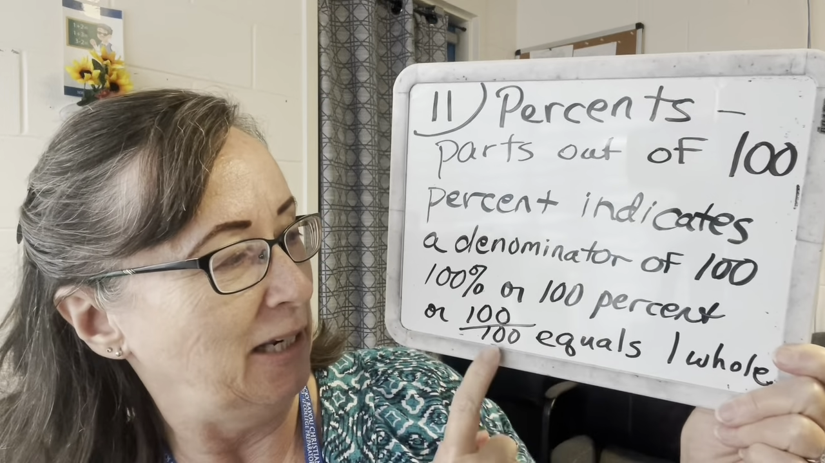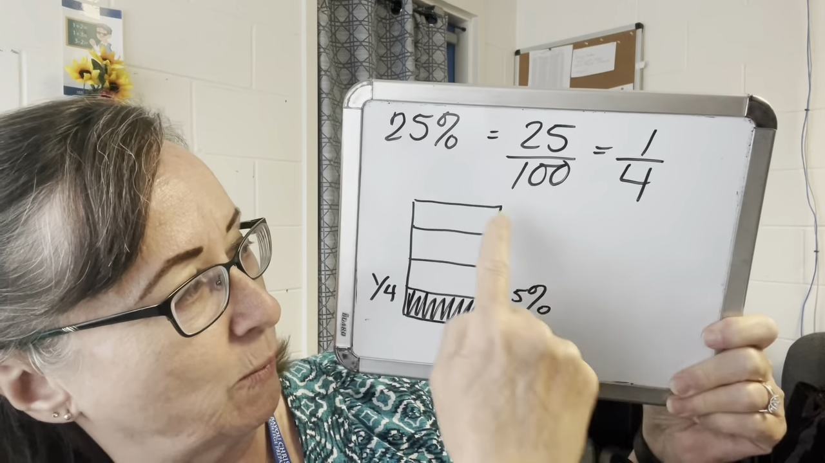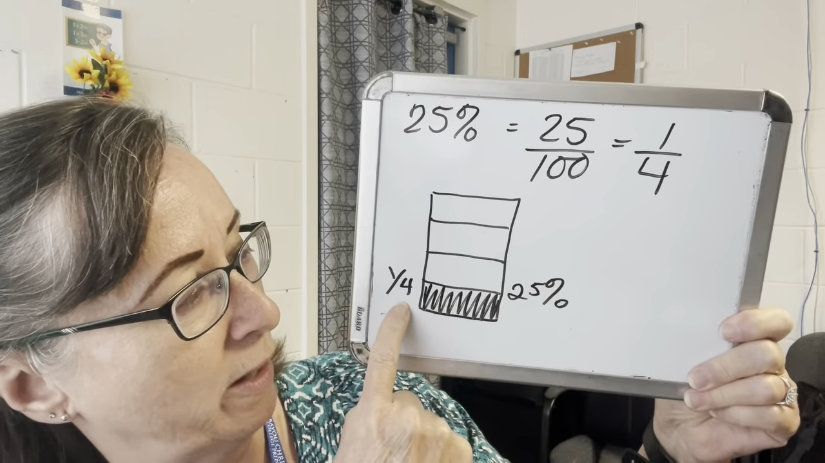So let's talk about 25%. 25%, with the little percent symbol, means a denominator of 100, which will simplify to 1/4. So here's a picture. 1/4 is the same thing as 25%.